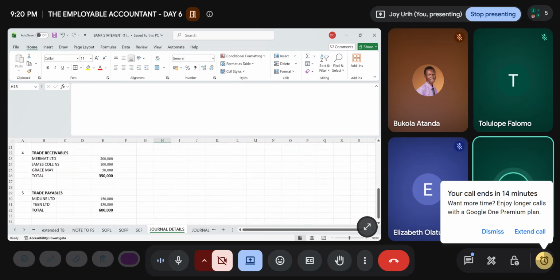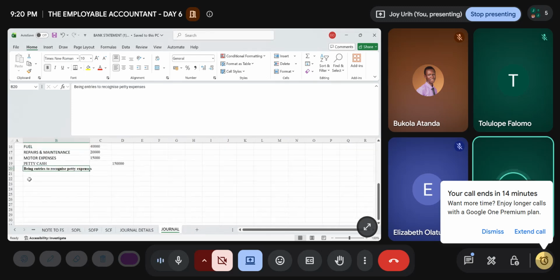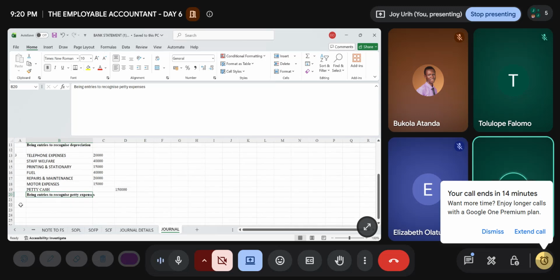So the next one we have is trade receivables and trade payables. We have just a few minutes left. Let's see how we can run with this. I'm just going to do both at the same time to save time. So we have trade receivables.